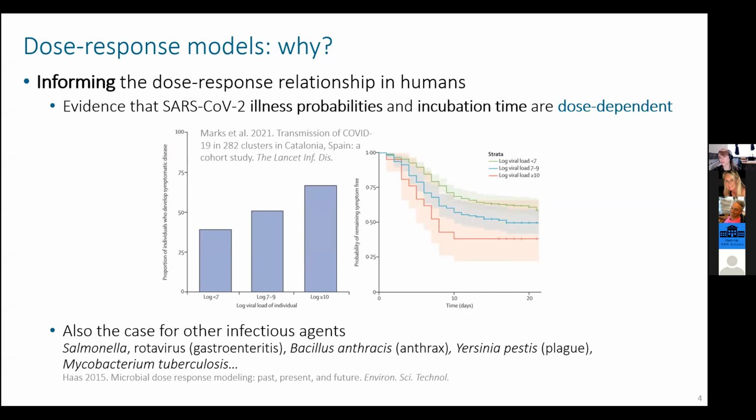And I'm talking about SARS-CoV-2 here because that's the system I've been working on, and that's the thing we hear a lot about at the moment. But lots of the concepts are actually true for lots of other pathogens, if not all, and notably Salmonella, viruses causing gastroenteritis, or anthrax, plague, tuberculosis, and so on.